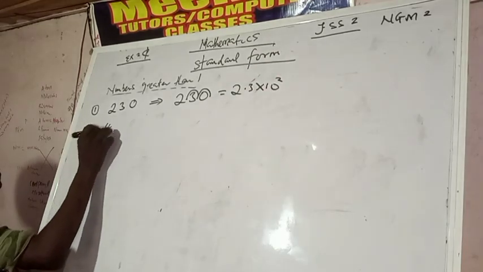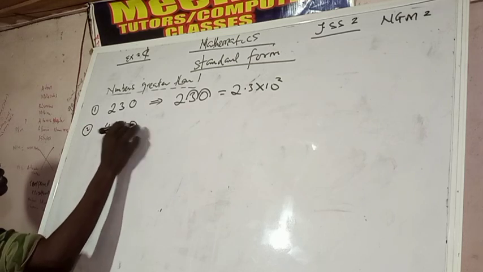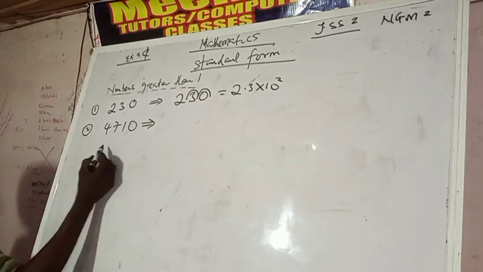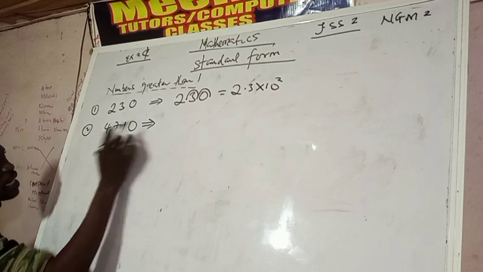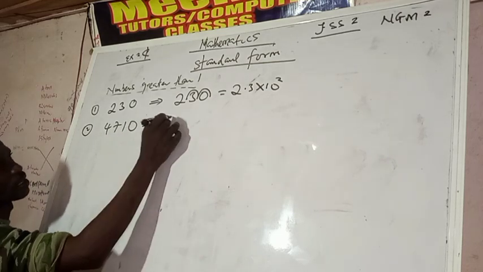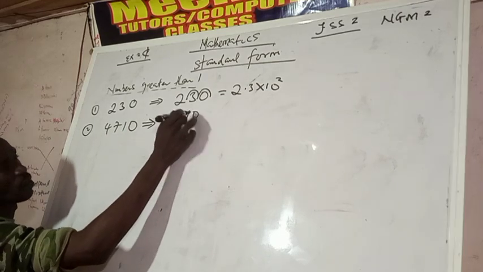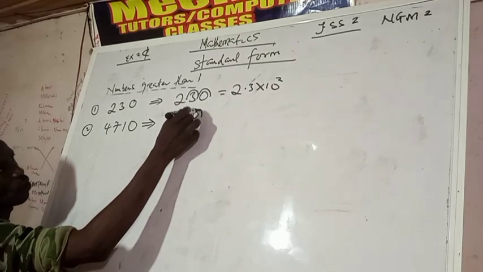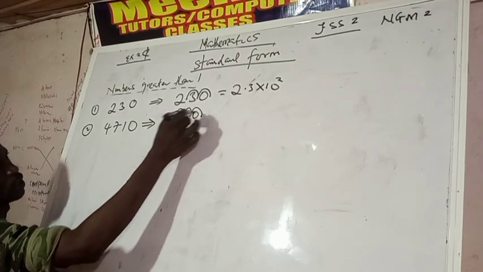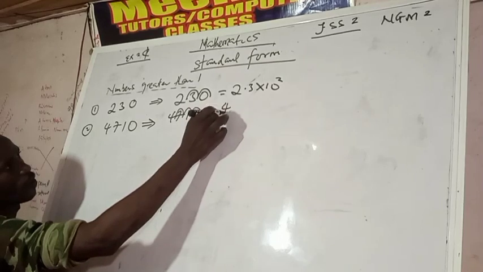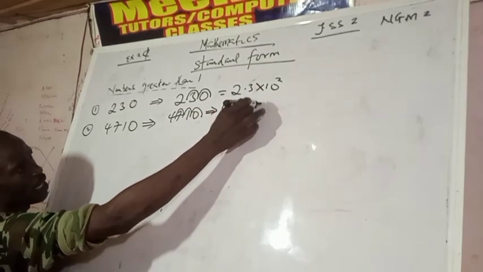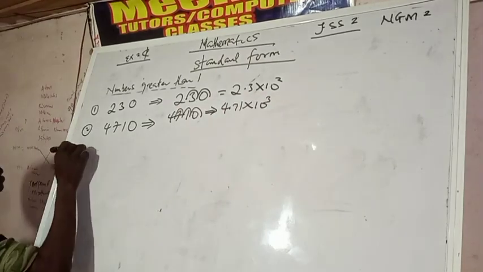Let's see another one. 4710. I will assume there is no decimal here, so you assume the decimal. Then last, 4710. Put the point here. Let's go, 1, 2, 3. This becomes 4.71 times 10 raised to power 3.